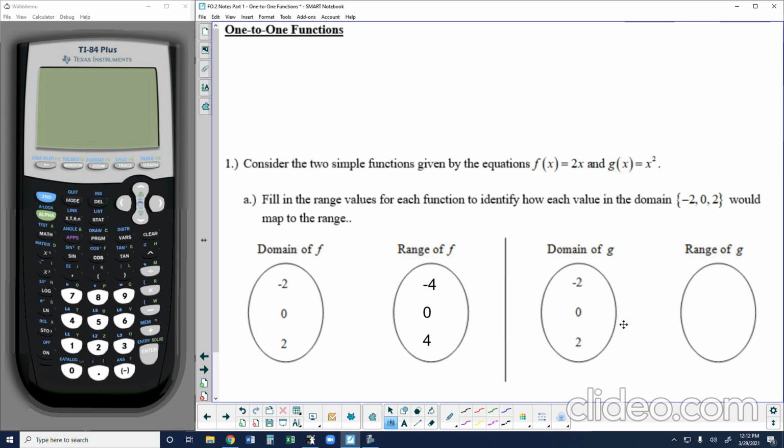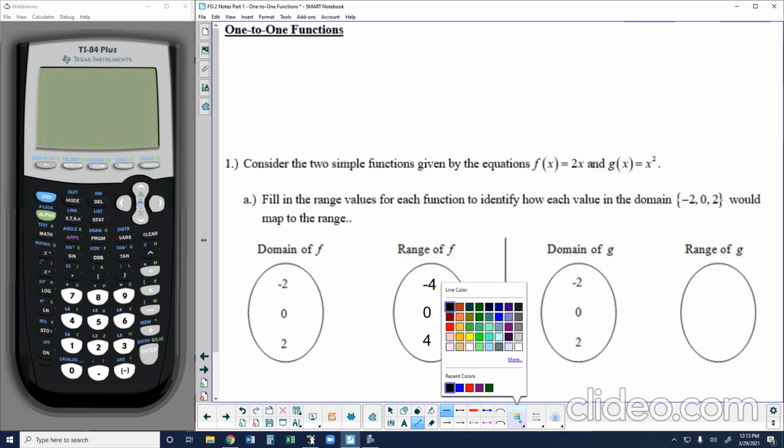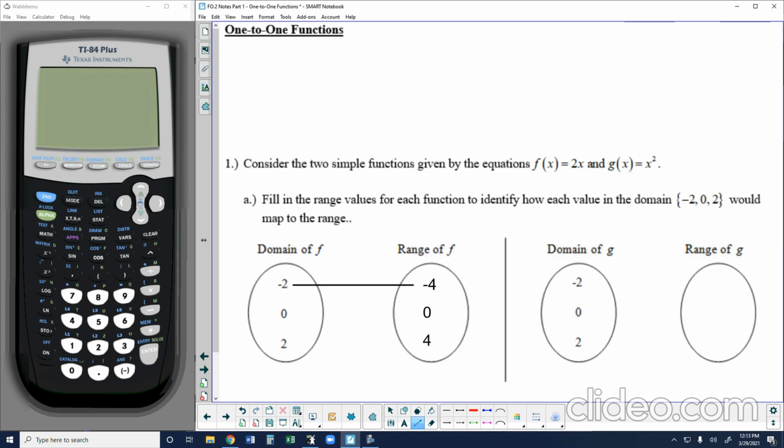If I substitute -2 into f of x, that would be -2 times 2, which gives me an output, or a range value, of -4. If I take 0 and substitute it into f of x, it gives me an output of 0. And if I take 2 as an input of f of x, it gives me an output of 4. Taking the same numbers for g of x, I'm going to notice my range looks slightly different. -2 as an input to g of x, -2 squared gives me a positive 4. 0 as an input, 0 squared gives me 0. And 2 as an input, 2 squared gives me the output 4.